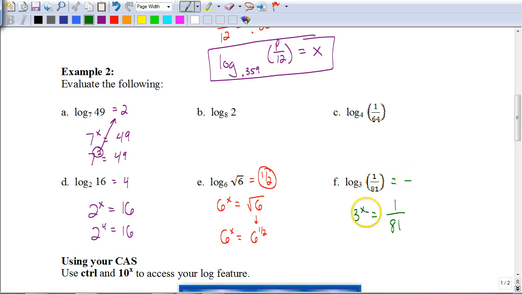Now I just need to figure out what exponent I'd apply to 3 to get 81. Well, 3 to the 4th power is 81, so that means 3 to the negative 4th power. If you think about it, I move that down to the bottom, so it becomes 3 to the 4th power, which is 1 over 81. So my answer would be negative 4. So again, if you have something like this, a fraction with a 1 in the numerator, you're trying to figure out what exponent you'd apply to 4 to get 1 over 64. Well, just remember, it's got to be negative because we're going to move it to the denominator. And 4 cubed would give me 64, so my answer is going to be negative 3.